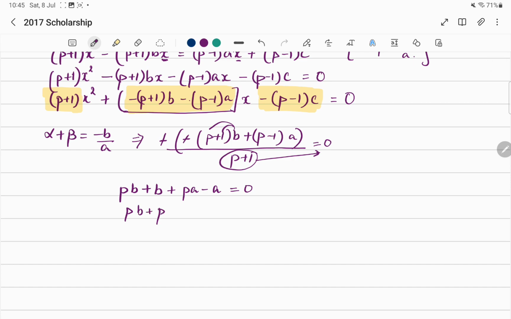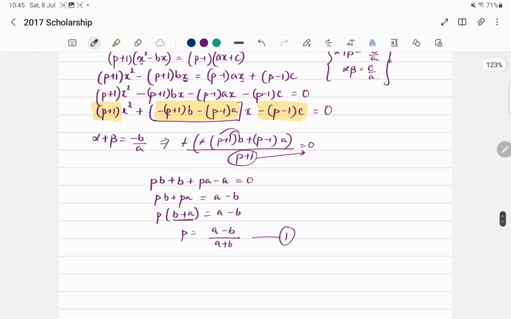PB plus PA is equal to A minus B. So P common, B plus A is equal to A minus B. So P will be equal to A minus B over A plus B. Just because of symmetry, I will keep it that way. This is our equation 1.